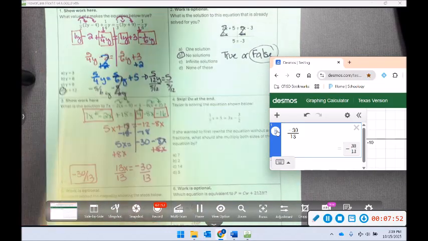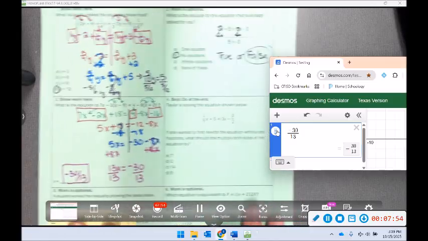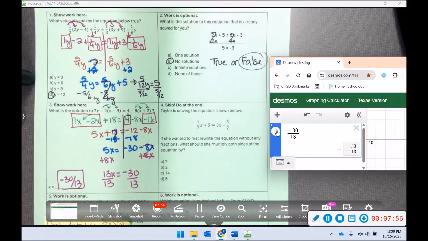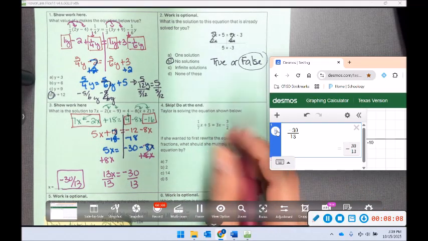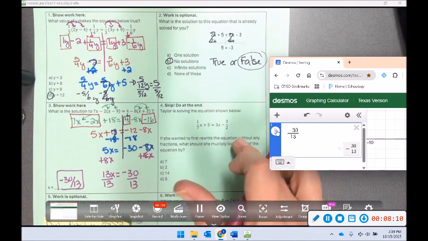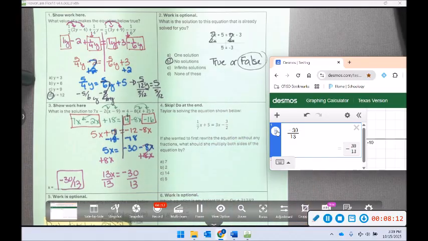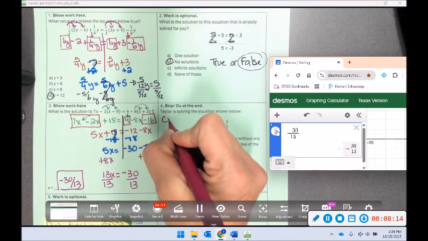Okay, let's go look at number 4. Number 4 says Taylor is solving the equation below. If she wanted to rewrite the first equation without any fractions, what should she multiply both sides of the equation by? So if you wanted to solve this problem without your fancy Desmos and you wanted to get rid of the fractions, what you would do is you would multiply by the common denominator.